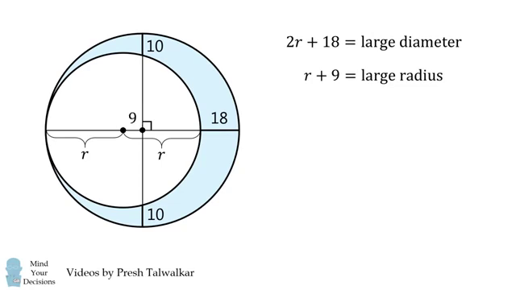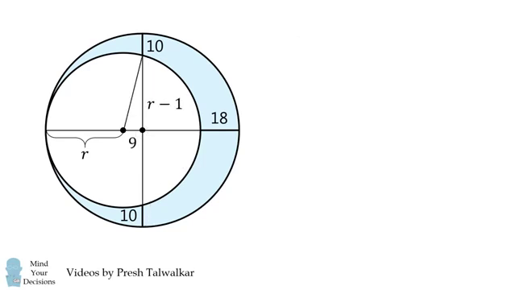Now, since the large radius is r plus 9, this distance will also be r plus 9. Since the distance between the two circles is 10, that means this distance here has to be r minus 1, because r minus 1 plus 10 is equal to r plus 9. Now let's draw a radius of the small circle, and we actually have a right triangle right here. That means 9 squared plus the quantity r minus 1 squared is equal to r squared.